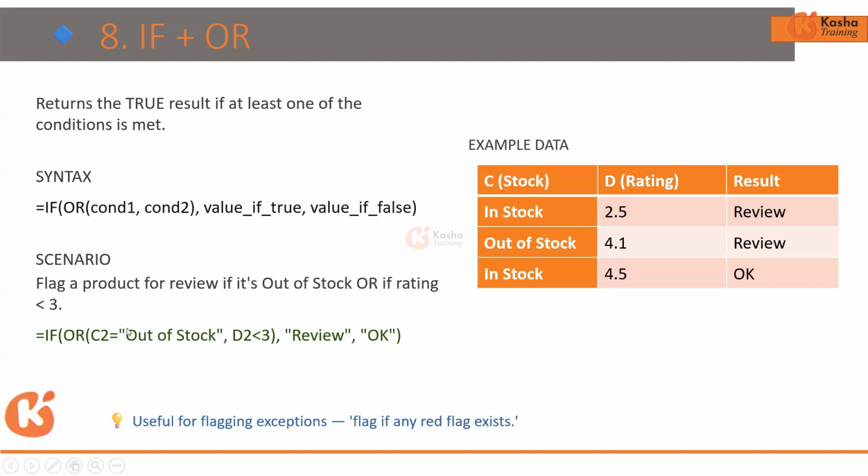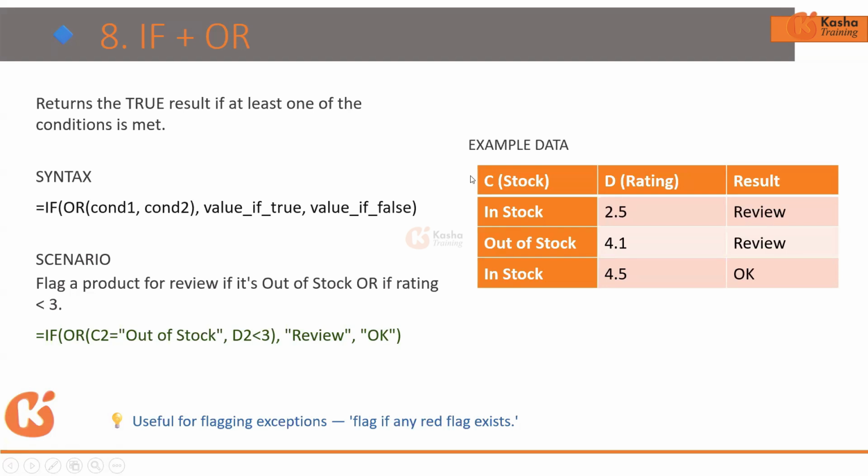So now let's see. Here you can see C2 equal to out of stock? No, this is in stock, so this is not met. Then again, D2 less than 3? Yes. So one condition is met, which is just this one. So here the result is coming as review. Then this second one is out of stock. Yes, this is out of stock. And the rating should be less than 3, but this is not met. So again, it is review.